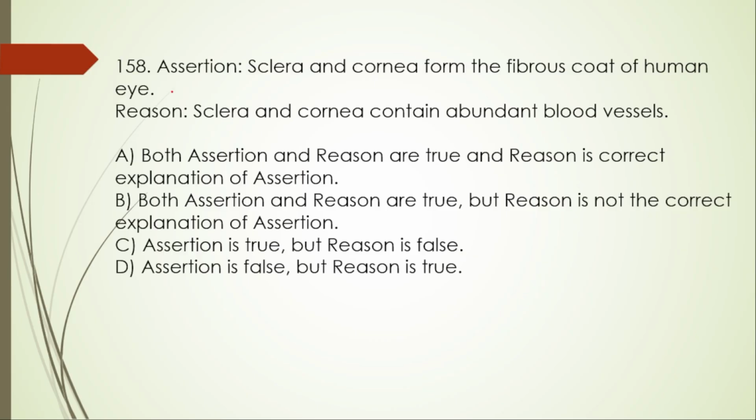158. Assertion and reason. Sclera and cornea form the fibrous coat of the human eye. Yes, this one is true. Sclera and cornea contain abundant blood vessels. This one is false because they are avascular. So here the right option will be C.